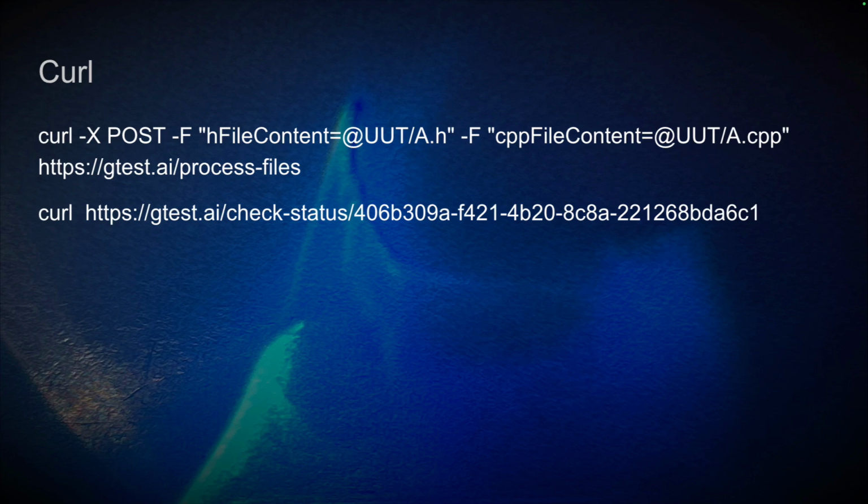This is how you do a post to process your files to generate unit tests. It takes a couple of minutes to generate a unit test per method. Once you post your files to my website, you'll be given a task ID. You will be able to use this task ID to check the status. When your unit tests have been completed, check status will return the contents of the files.